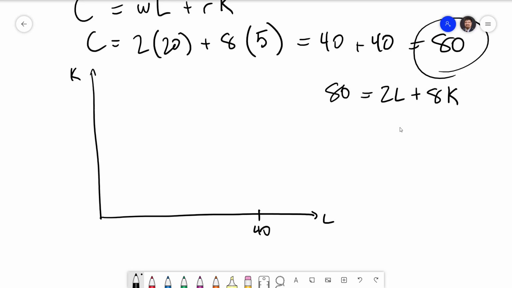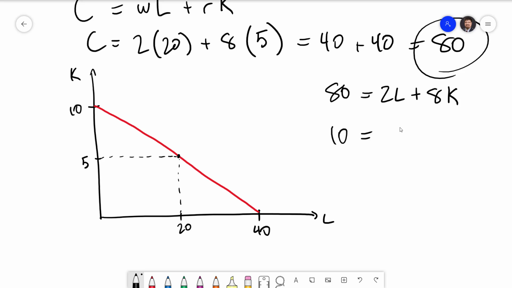And for the K-intercept, plug in 0 for L, so we get 80 equals 8K, so we're going to need 10. I'll use a red line to do our isocost. Next, I'm going to graph out our cost minimizing point, which we found was 20 and 5. So this point is about here. Next, we're going to draw our isoquant corresponding with a quantity of 10.